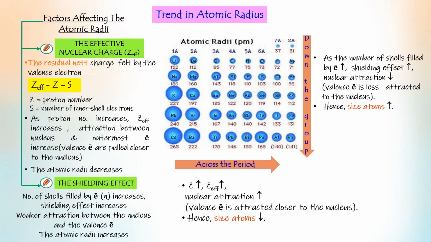Across the period, as the proton number increases, the effective nuclear charge also increases. The nuclear attraction also increases, whereby the valence electrons will be attracted closer to the nucleus, hence the size of the atoms decreases.